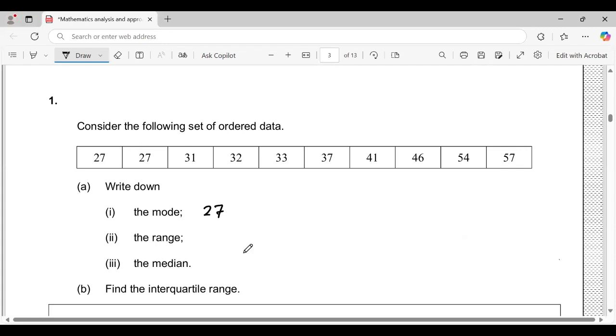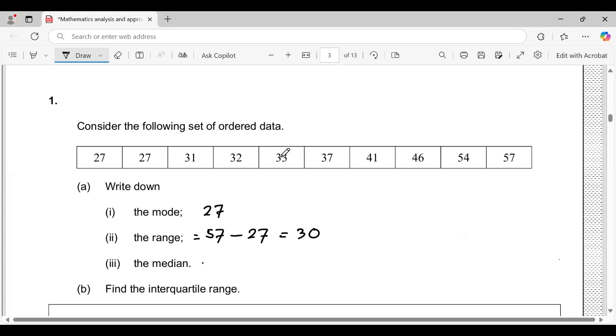Okay, range. We can determine the range through 57, the greatest data, minus 27, the smallest. Greatest minus smallest equals 30. So the range equals 30. Median, or Q2. Okay.